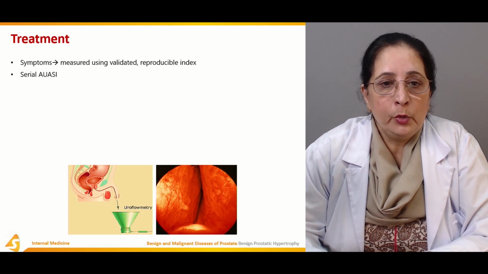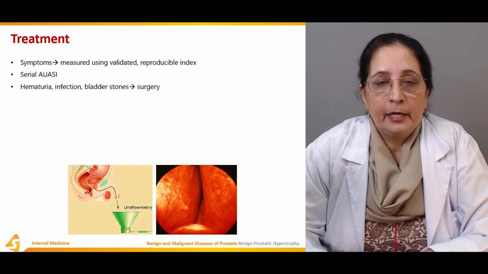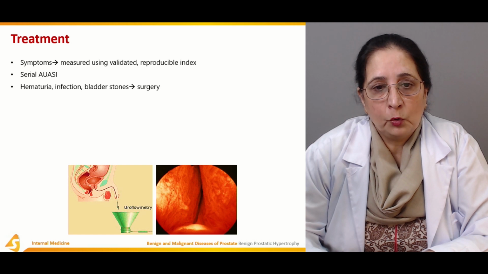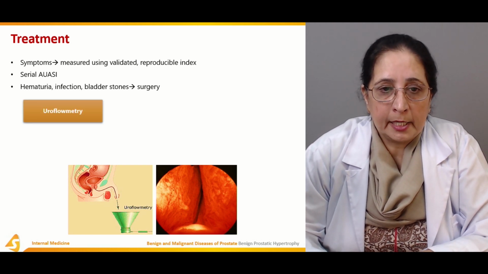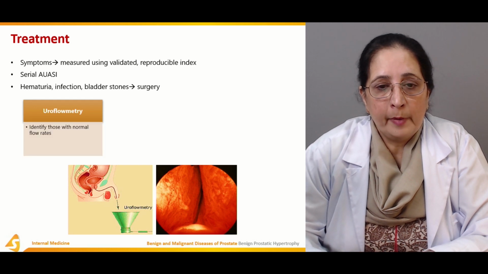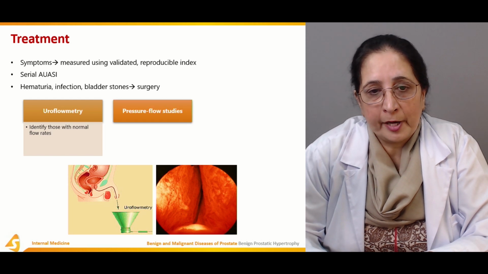Serial AUASI. Hematuria, infection, bladder stone, we need the surgery in those cases. Uroflowmetry, which identifies those with normal flow rates.